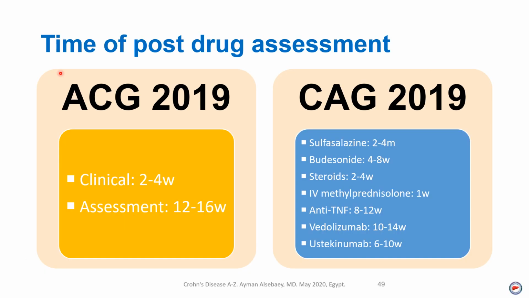Now we have a question. If you give a drug, whatever this drug, when will you assess the response? The ECG said that you should assess the response within 12 to 16 weeks. Okay. The Canadian Association gave a detailed description for the follow-up for each drug.